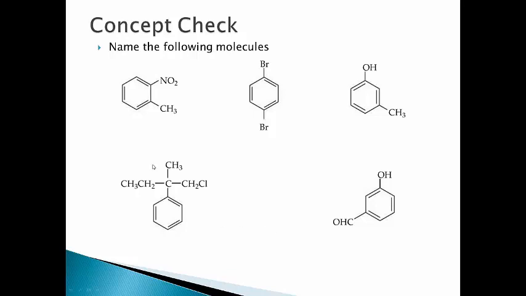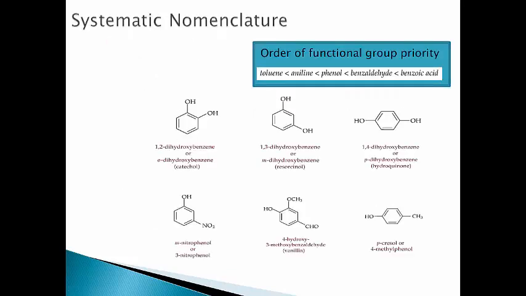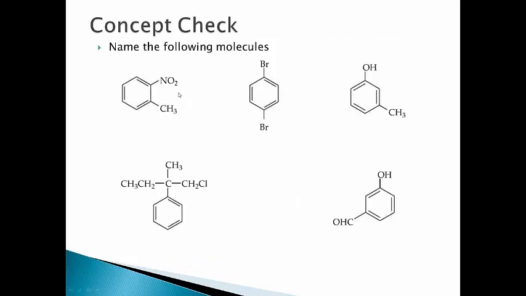Okay, so let's have a look at the first one. So we've got a CH3, so that would be our toluene. So we've got a toluene with a nitro, and they're ortho. So it's ortho-nitrotoluene. Oops, sorry. Ortho-nitrotoluene, or you can use these two names if you prefer.